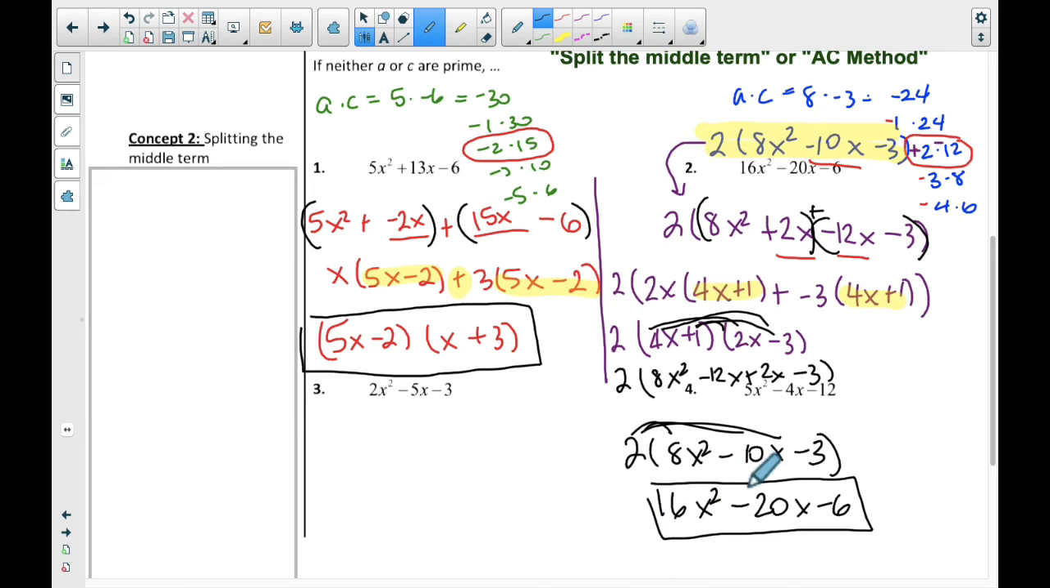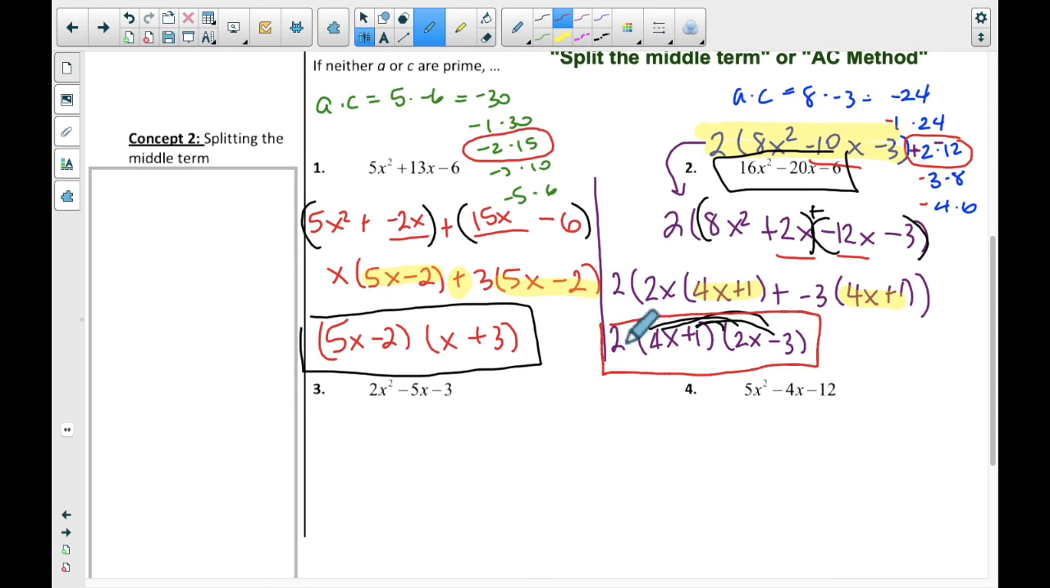All right, let's double check. Is that the same as what I started with? Yes, it is the same exact thing as what I started with. So I did it right. All right, let's back up. What's my answer then? My answer is right here. Let me do some erasing. Okay, everything I just erased was the checking my work thing. This is the actual answer. The factorization of this trinomial is 2 times 4x plus 1 times 2x minus 3.